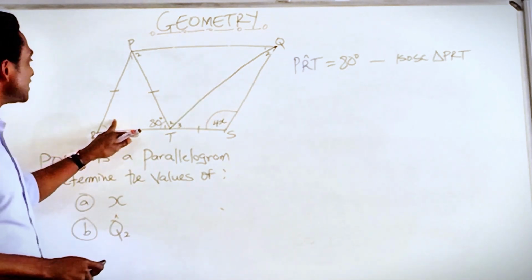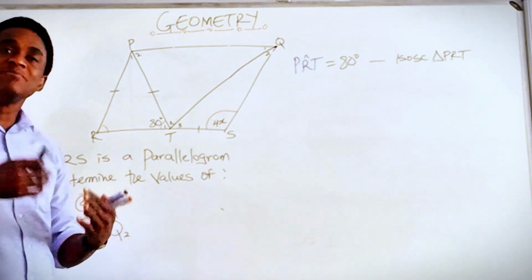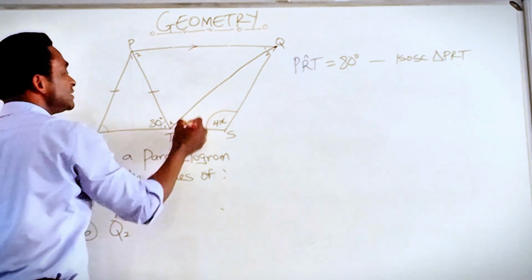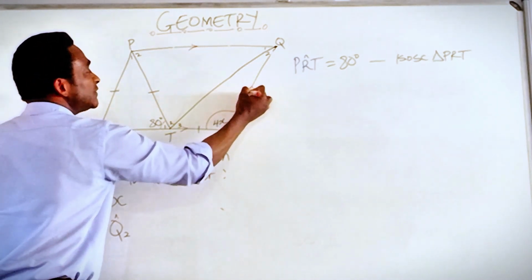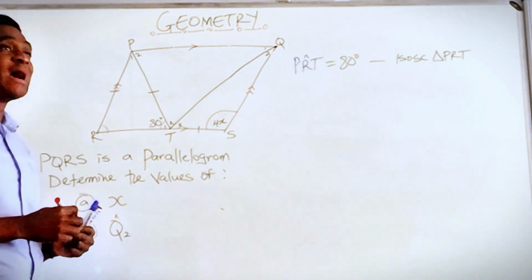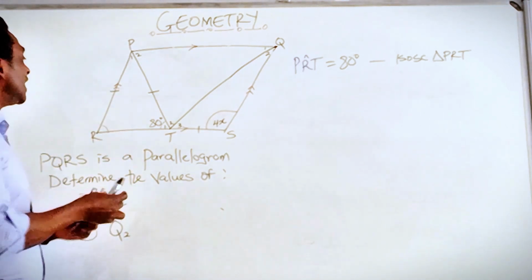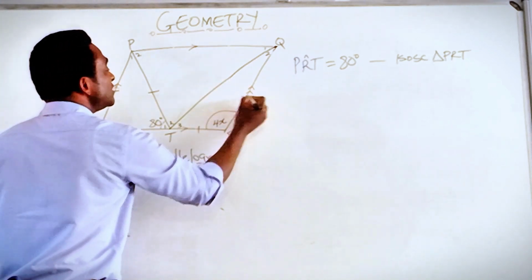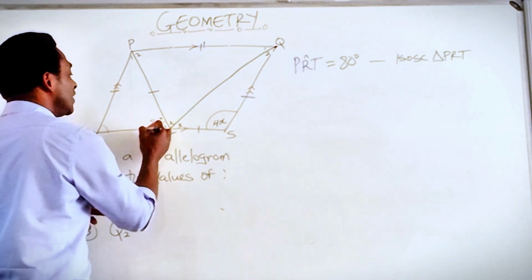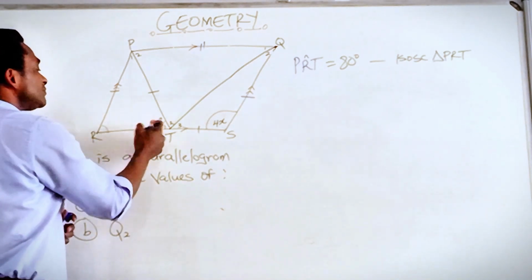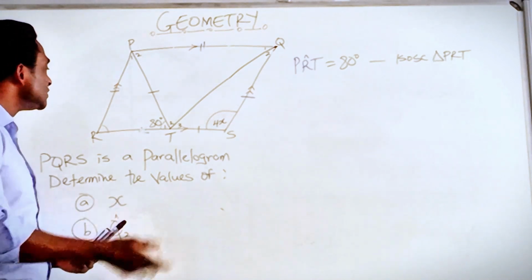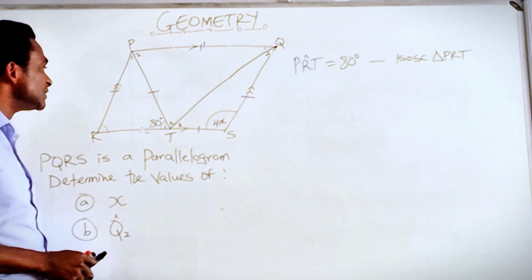Now, if we have this as 80, remember the major property of the parallelogram is that opposite sides are parallel to each other, and opposite sides are also equal to each other. That means this will be equal to this length, and this length will be equal to the entire RS. Now, let's work towards solving for x.